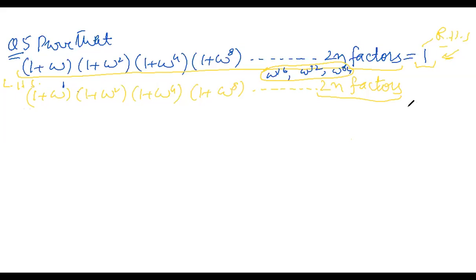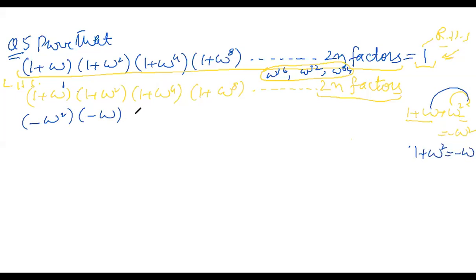You are already familiar. 1 plus omega square is equal to what? If we keep this value, 1 plus omega, if we take this value, this will equal minus omega square. So we can write it like this. 1 plus omega, instead of writing this one, I can write minus omega square, and similarly minus omega. If you remember, if we take this value to the other side, then 1 plus omega square is equal to minus omega. So that is why I'm writing this one.